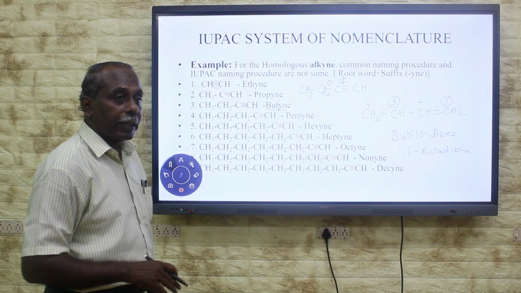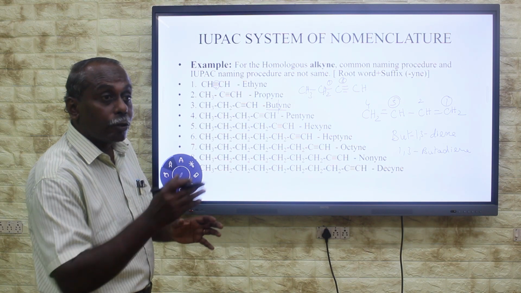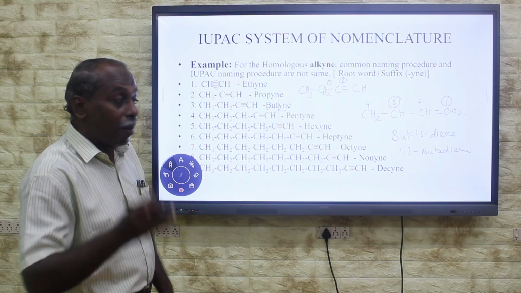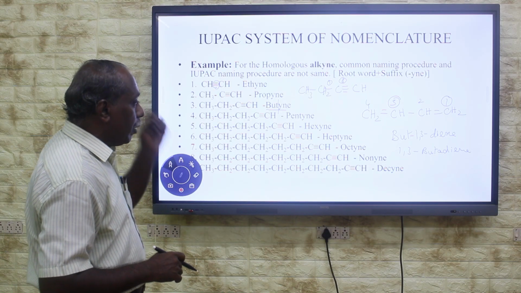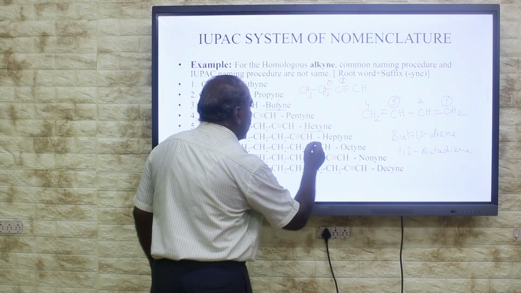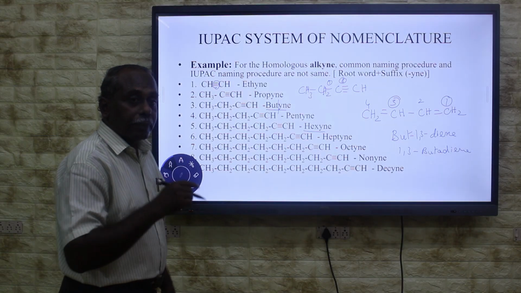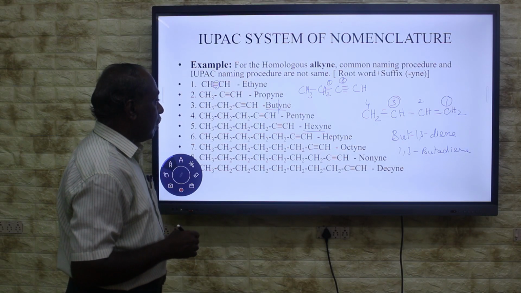The third possibility is that the IUPAC name will be given and you are going to write the common name. I will give one example, hexyne. I will take the hexyne. For this compound, you are going to write the common name for the compound.